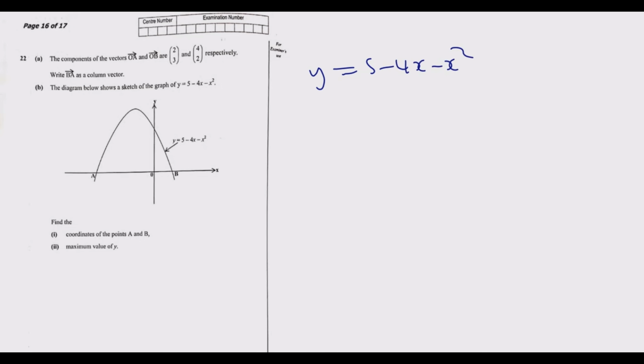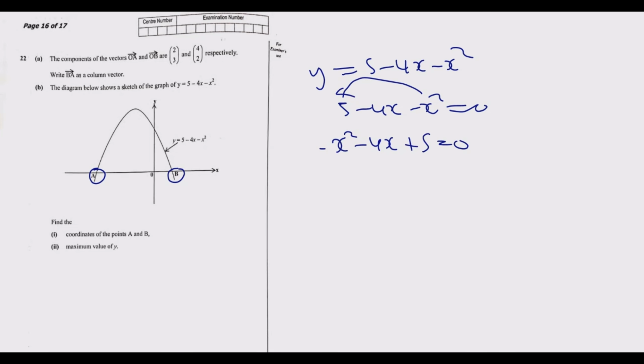At this point, the value of y is equal to 0, where the graph is crossing the x-axis. So what this tells us is that 5 minus 4x minus x squared must equal 0. So what we get is basically negative x squared minus 4x, plus 5 is equal to 0.